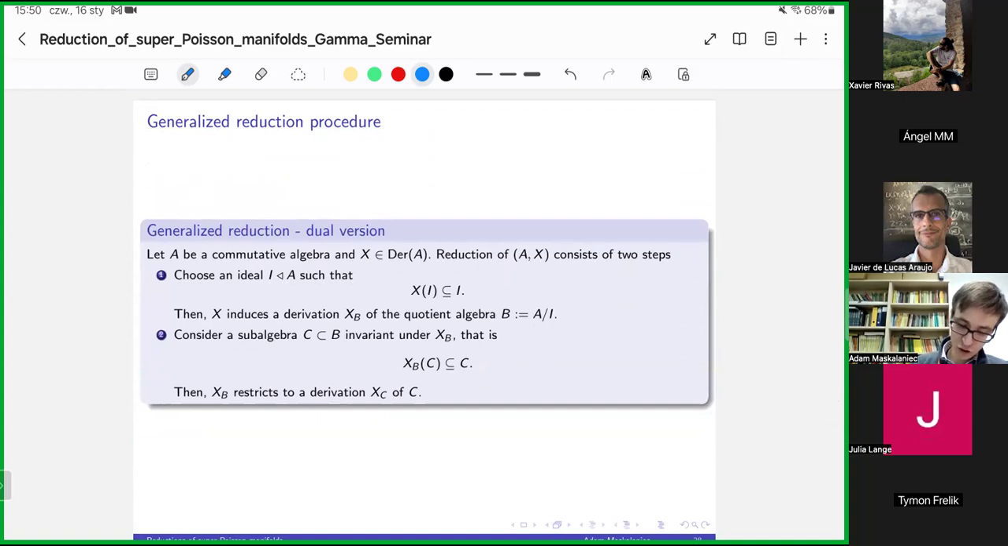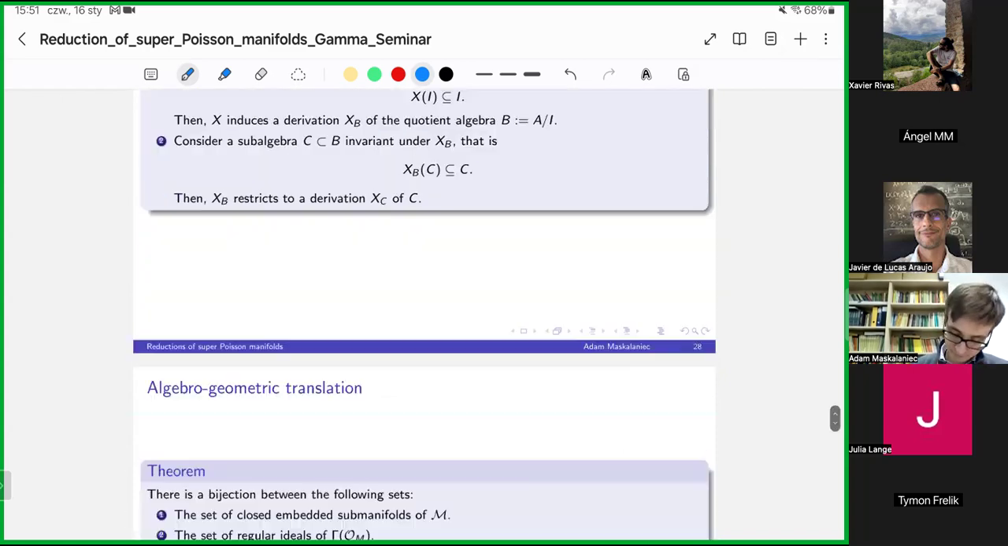At first, we may choose an ideal that is preserved by this derivation. So then this derivation X induces a derivation X-bar on the quotient. And then we may consider a subalgebra of this quotient that is preserved under this induced derivation X-bar. So why is it the same?